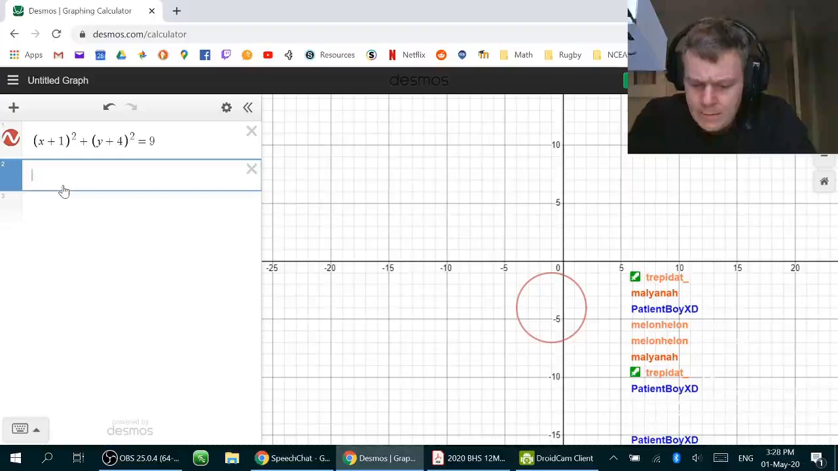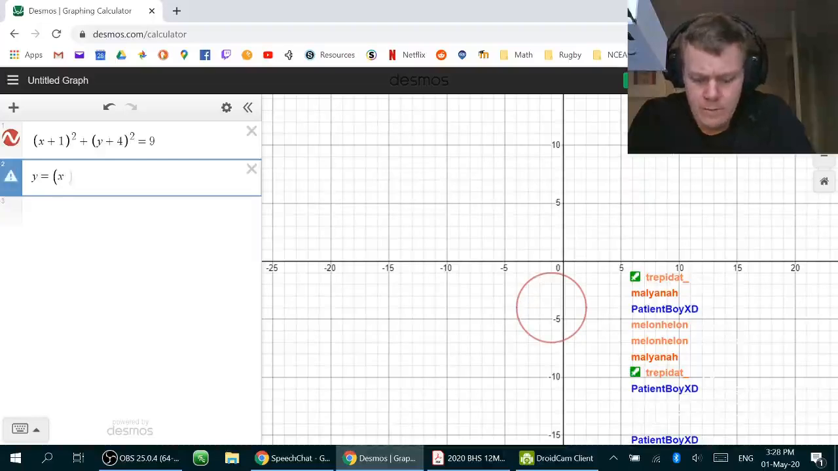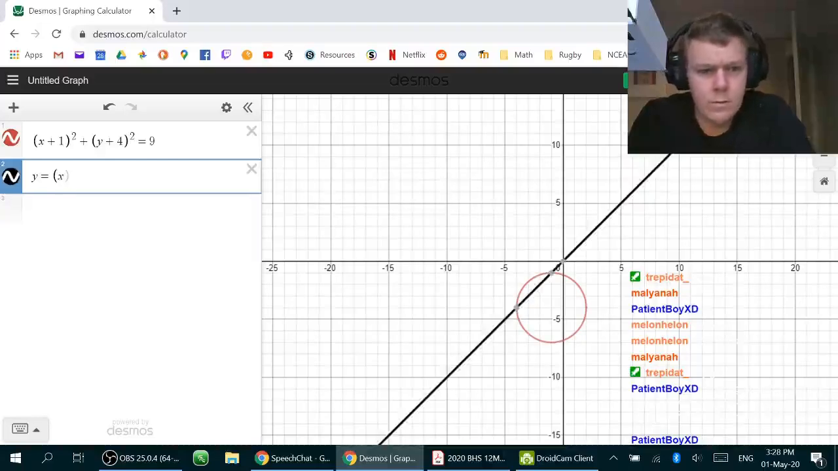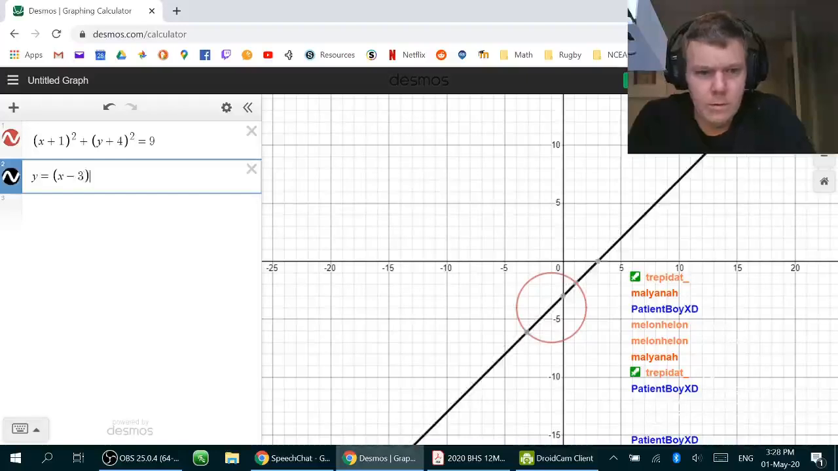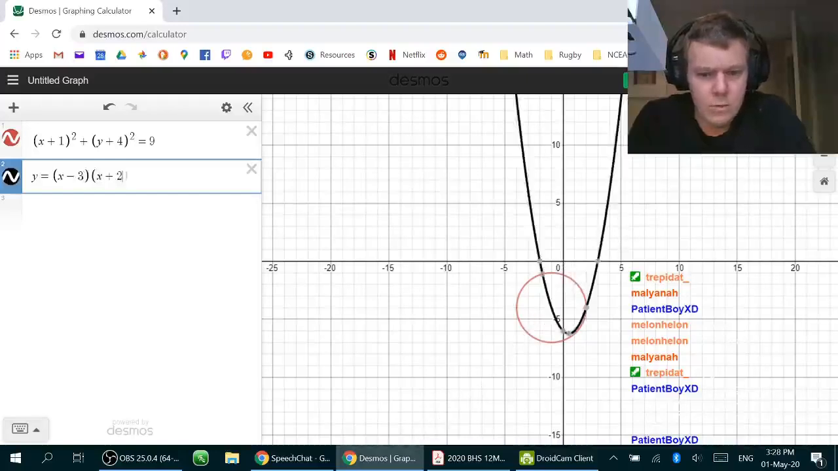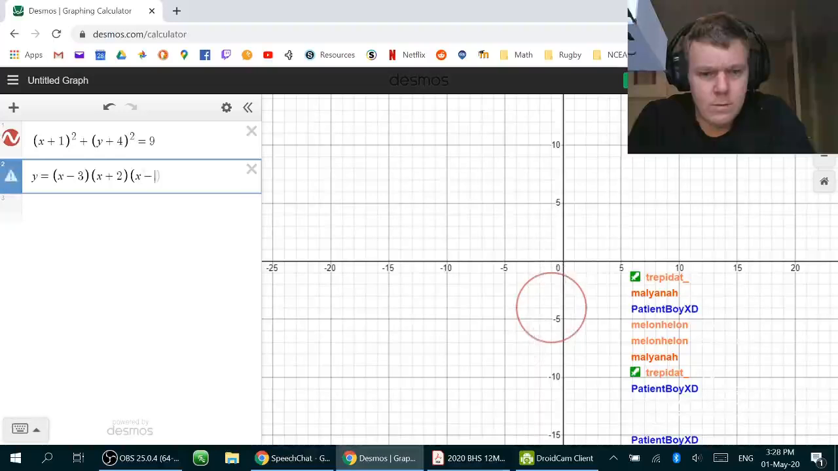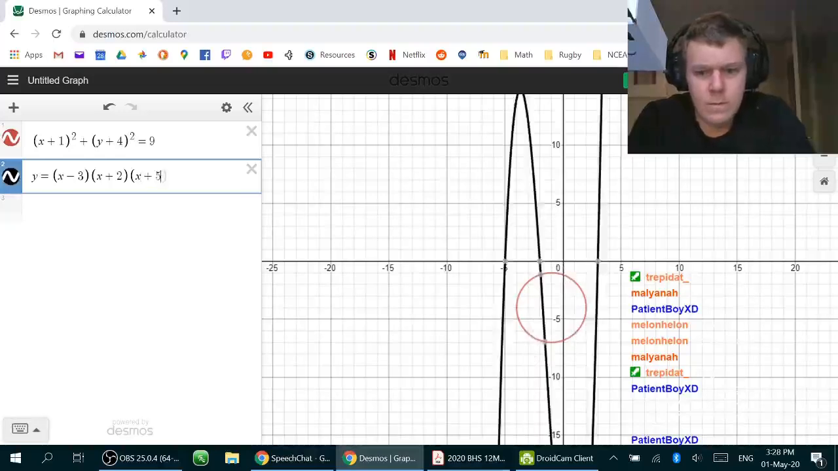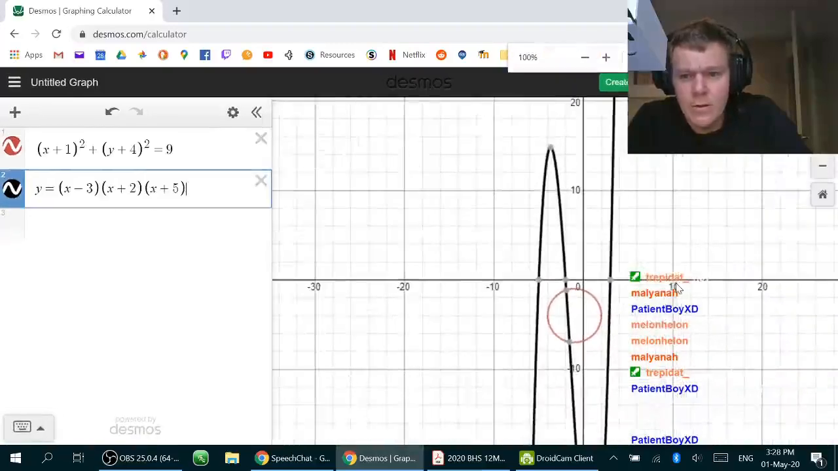So let's go for that cubic and see how that looks. It's x minus 3, x plus 2, x minus 5. Yeah, so it's a handy thing for Desmos.